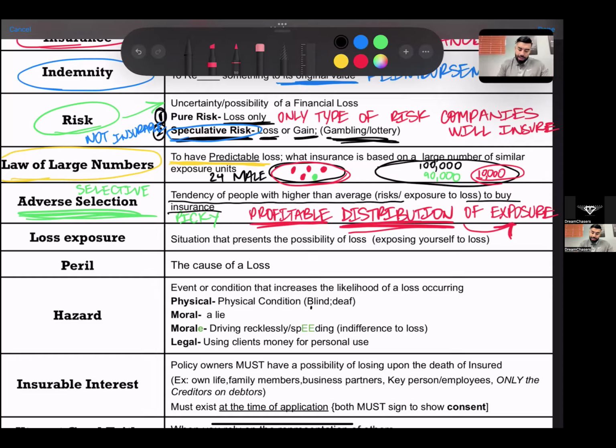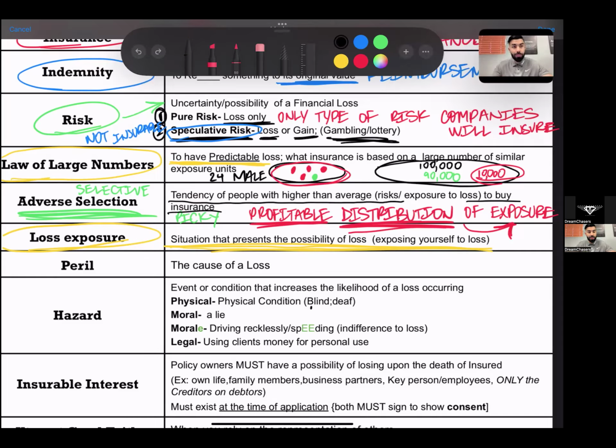Now, next is exposure. So loss exposure. It says situations that present the possibility of loss. So what does that mean? It means the more you expose yourself to something, the higher the possibility of a loss that happens. So in insurance, the older you are or any health issues that you may have, your exposure to loss becomes higher.